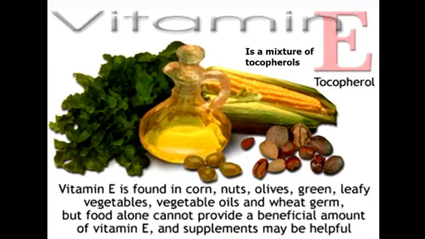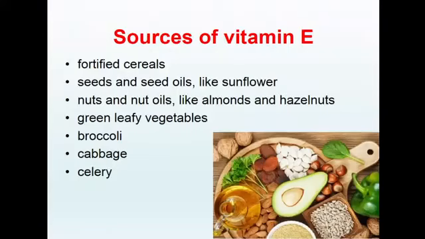I will show you the structure of only the tocopherol with the highest activity. It's alpha tocopherol, but first of all, let's talk about the sources of this vitamin. All oils are very rich in this vitamin, but it is also present in some fruits and vegetables, for example in cabbage, in broccoli, in green leafy vegetables, and it is present in nuts and in seeds.